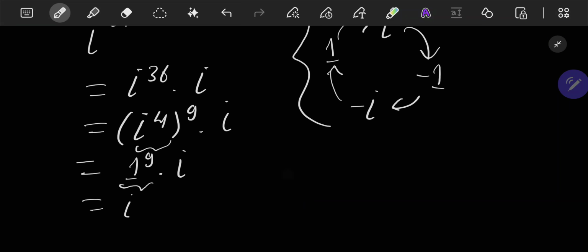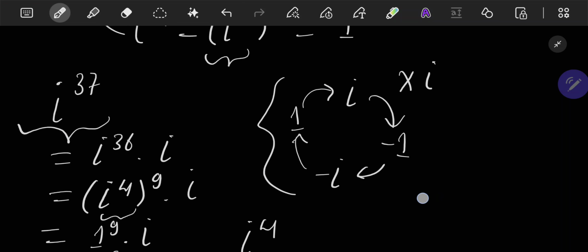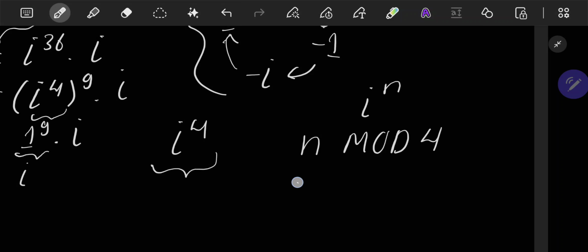And if you notice something here, we are using the fourth power of i to decompose a greater power of i. So what you could do essentially is, if you are told to find the value of i to the power n, you could calculate n mod 4. And if n mod 4 is equal to 0, this implies that i to the power n is equal to, well, you guessed it, 1.